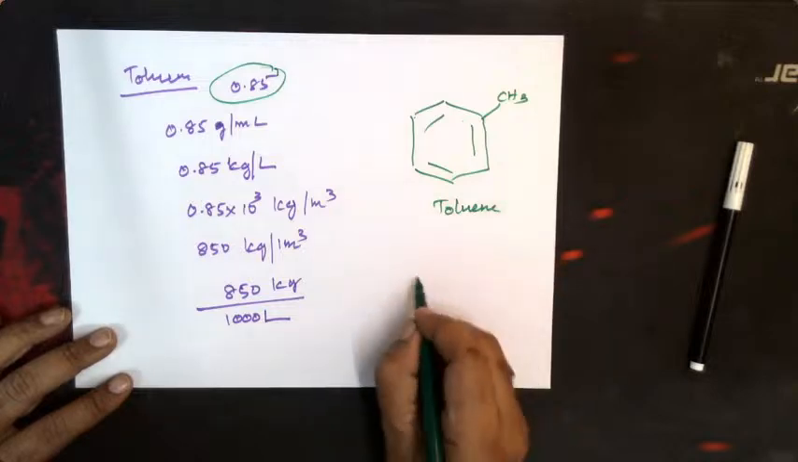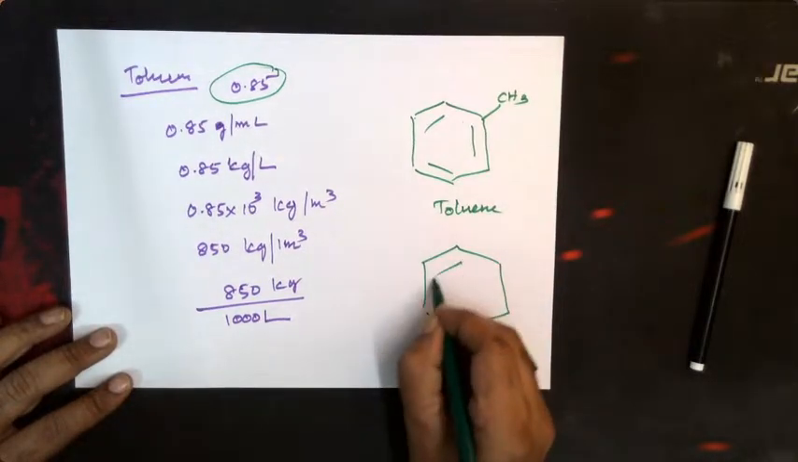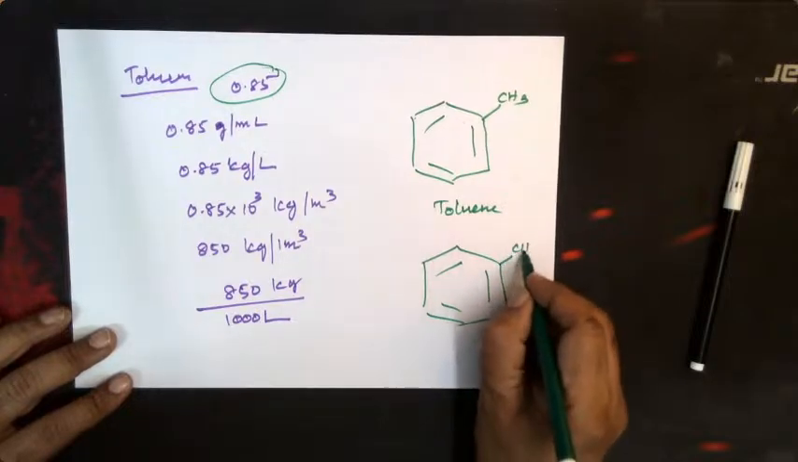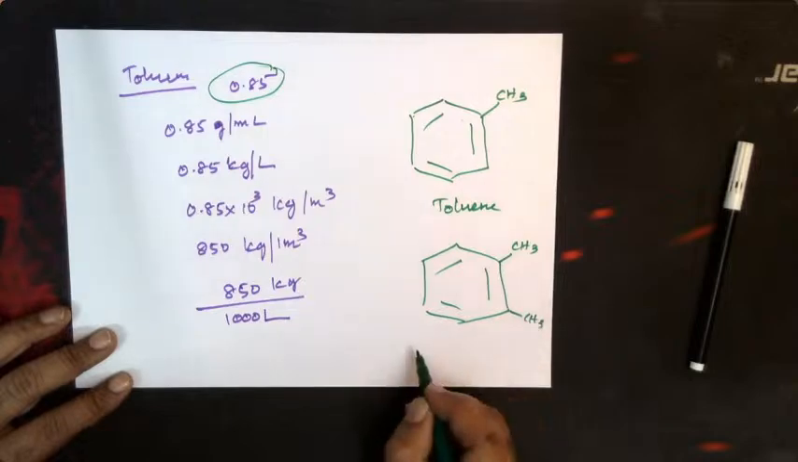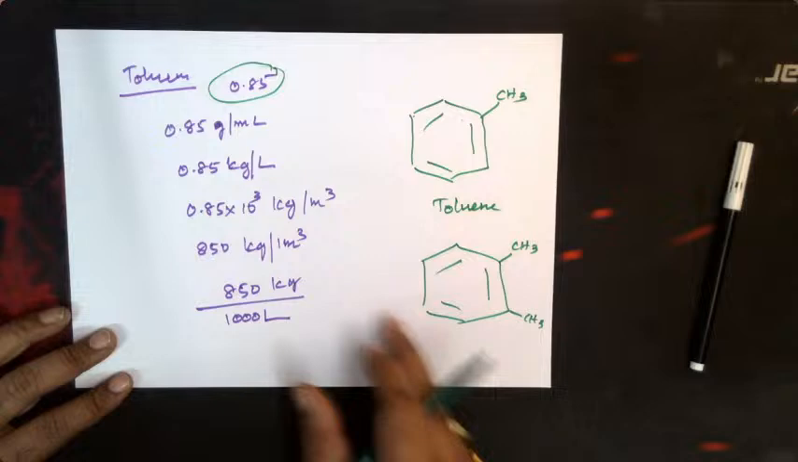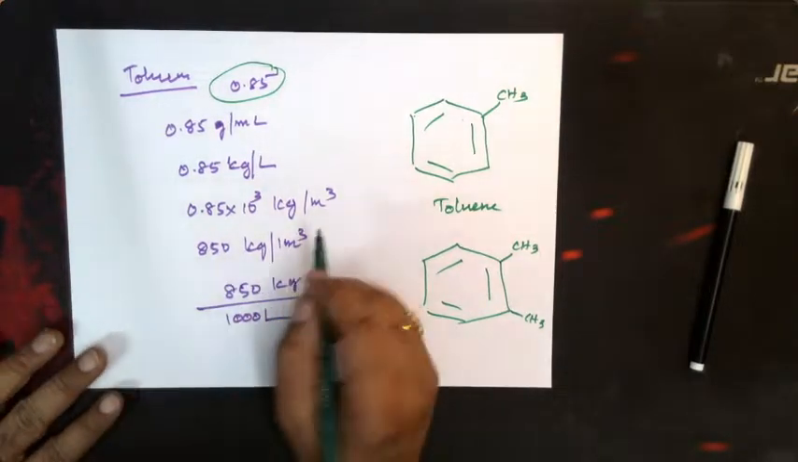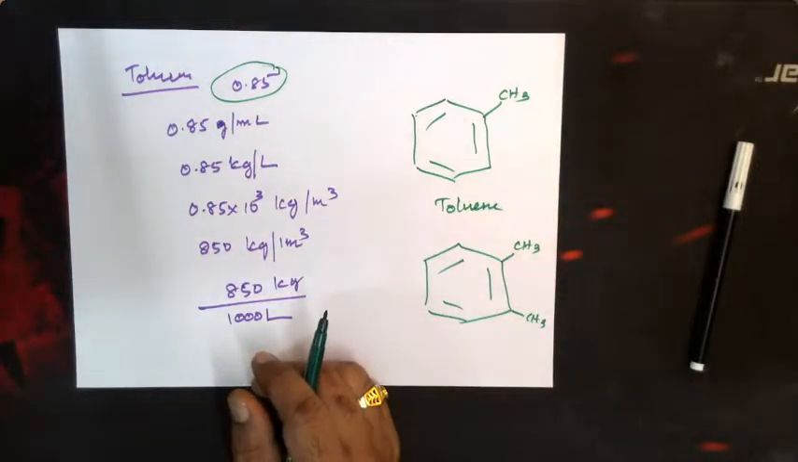And you have xylene solvent also. Is it going to be helpful? Yes, you should know. So with CH3, this is called orthoxylene, and you have metaxylene also, and paraxylene also. The mixture of these is called mixed xylene, correct? These are all the major solvents we are using as aromatic solvents.